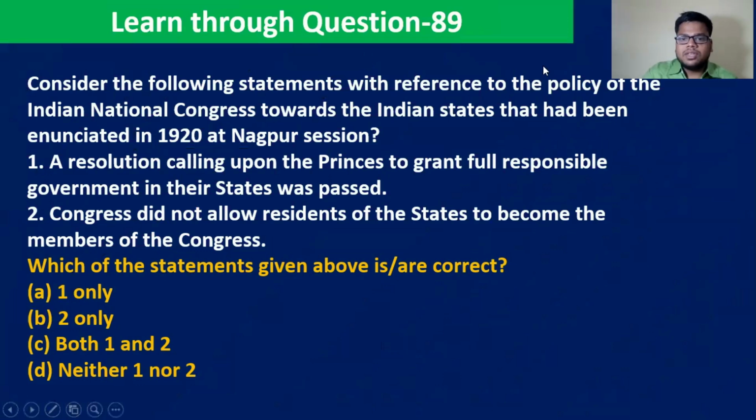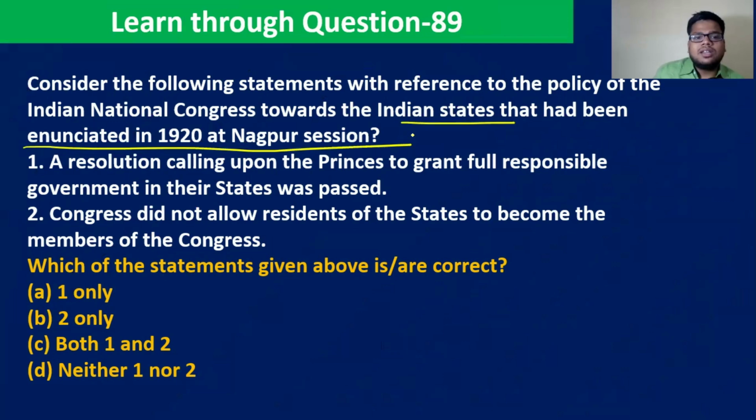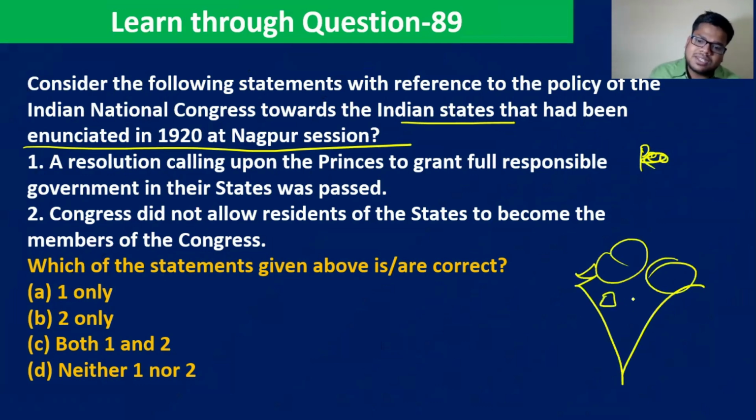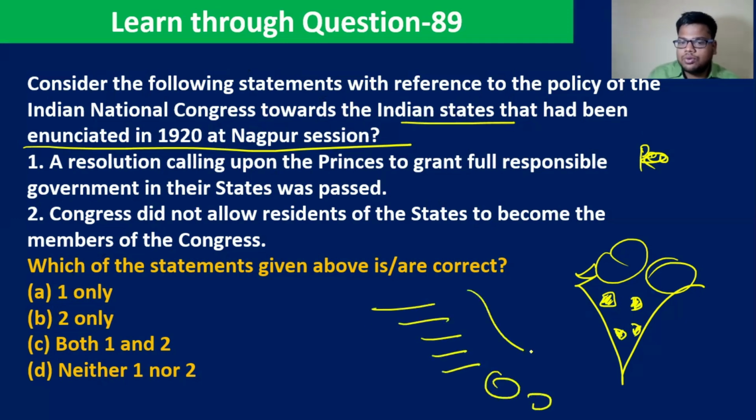Consider the following statements with reference to the policy of the Indian National Congress toward the Indian states that was enunciated in the Nagpur session. Now this is a different session altogether, because one part we have discussed, that is British India, right? And there are some princely states. So we are discussing what the policy of the Congress is for these princely states. Some things we have already discussed, right? Some things are left out. Later on, we'll discuss it completely. So what about the Congress policy towards these princely states? One of the significant resolutions was made in the Nagpur session.